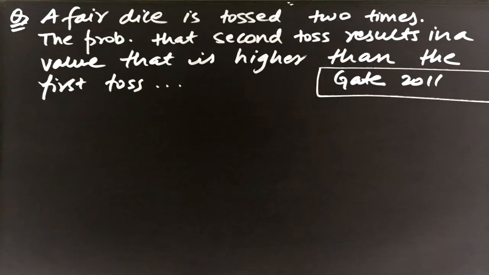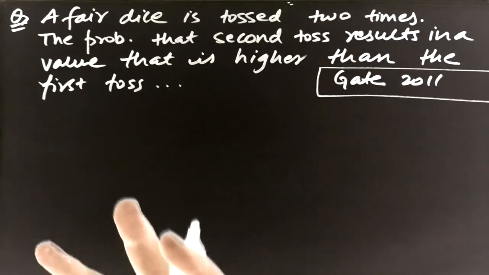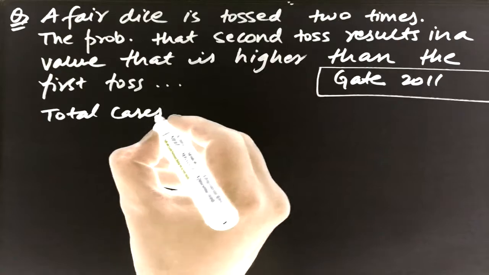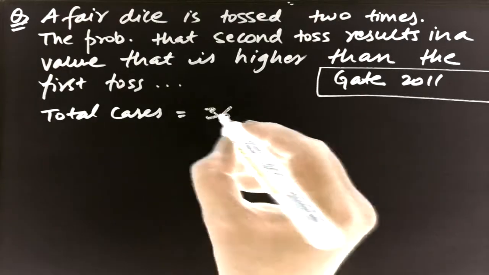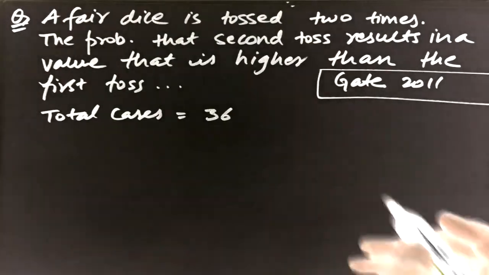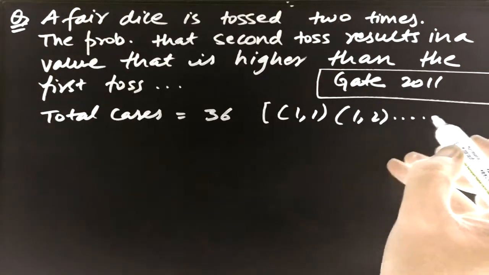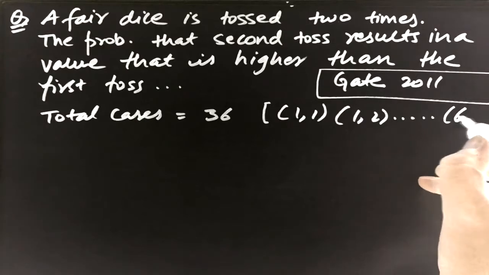This is another question. It says a fair dice is tossed 2 times. The dice is unbiased, and it is being tossed 2 times. So the probability that the second toss results in a value that is higher than the first toss. If we are tossing 2 dice, the total cases will be 36. How? It will be like 1 comma 1, then 1 comma 2, till 6 comma 6.